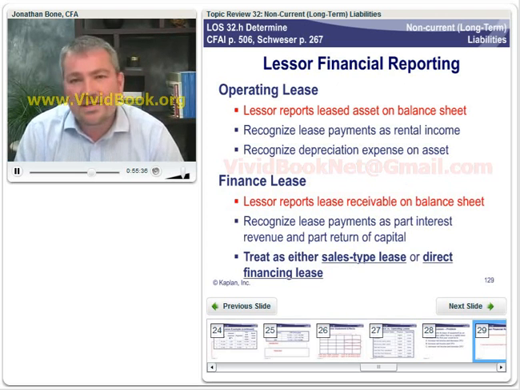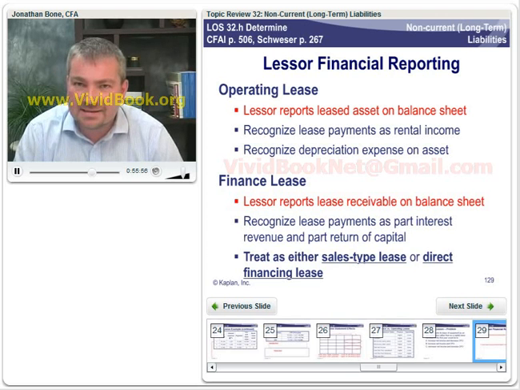With an operating lease, the asset remains in the lessor's accounts. So it sits in their balance sheet within their plant, property and equipment. And essentially, they're going to treat any payments they receive under the operating lease as rental income in their income statement, and they're going to depreciate the asset as per normal.